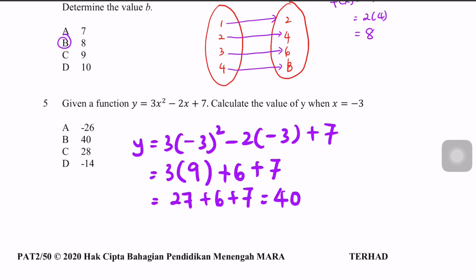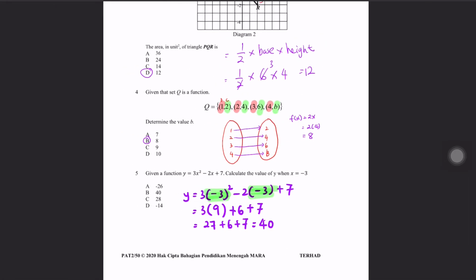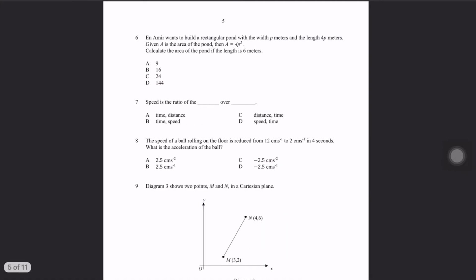Betul eh? Try to press your calculator. We have 27 plus 6 plus 7, 40. Okay, boleh eh? Please remember, if you press your calculator, this part negative 3, pastikan ada kurungan. Pastikan dalam kurungan. Apa-apa yang ada negatif, don't forget the bracket, parenthesis. If not, your answer will be wrong. Okay, proceed to number 6.